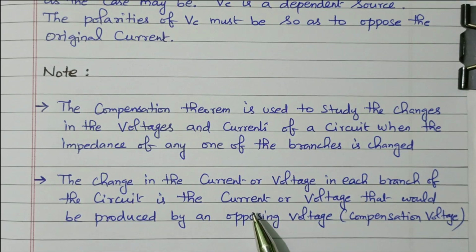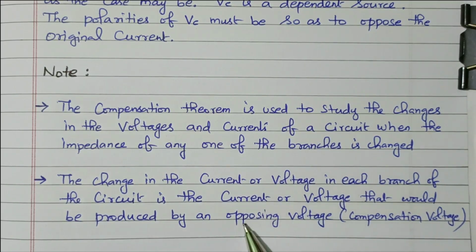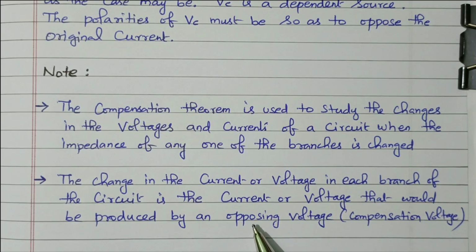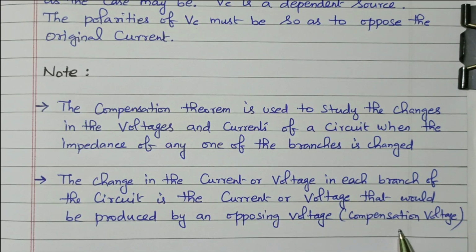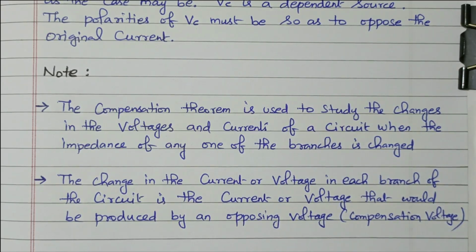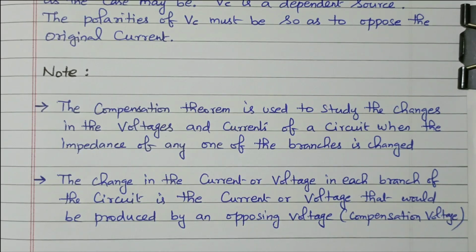So while increasing the resistor or impedance, there is a change in voltage or current, that is nothing but an opposing voltage. While changing the resistor, one opposing voltage is created. So that is called a compensated voltage, and we should connect it in reverse order. So in this video we discussed the substitution theorem and the corollary of the substitution theorem, the compensation theorem. What will happen if the resistor is increased is compensated by the compensation voltage.